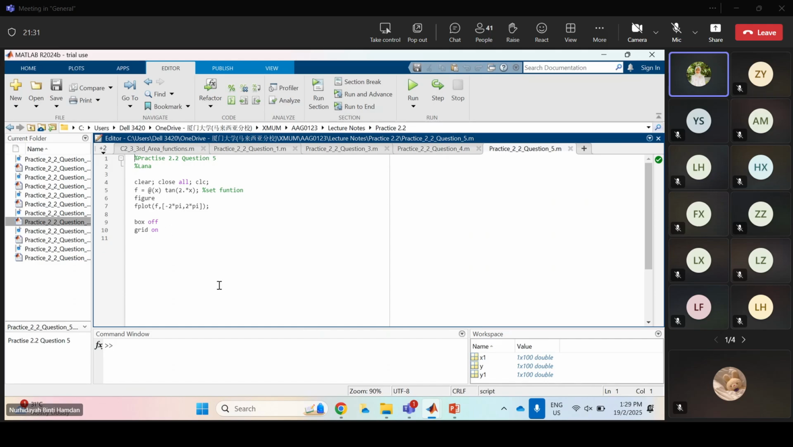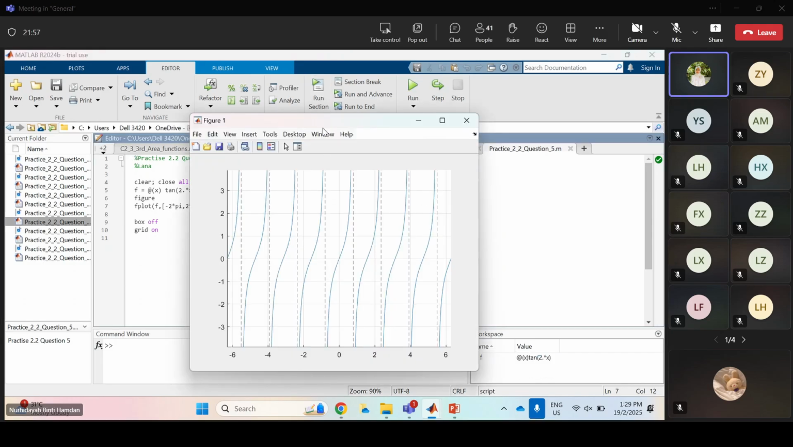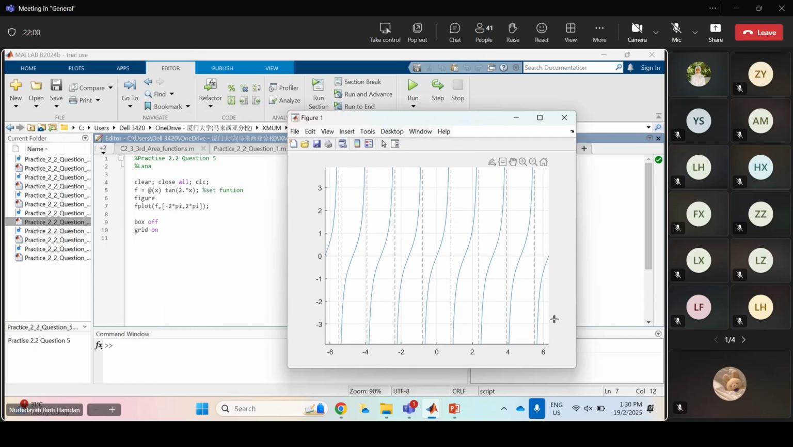So f is equal to, you put a function here, tan 2 times x. So what is our x? Our x value is between negative 2 pi and 2 pi. Pop-ups off, then I click on. It will automatically create a tangent graph for you rather than the previous coding that I showed you.